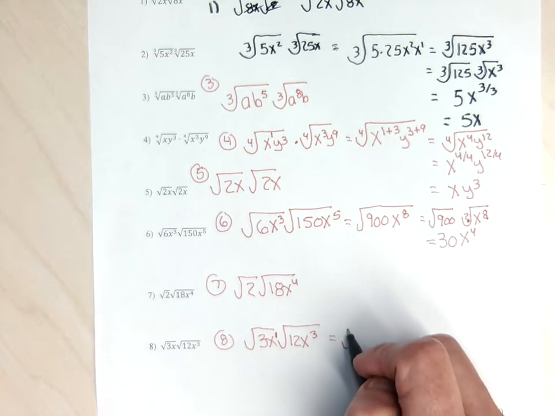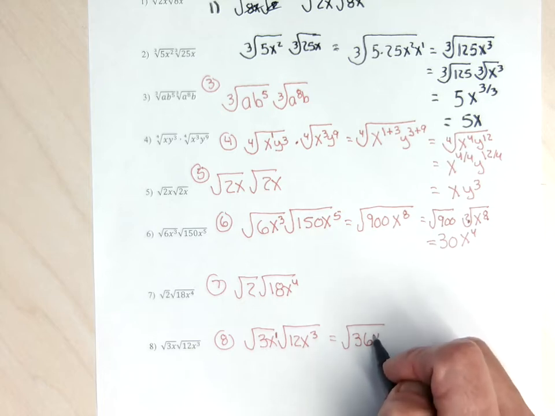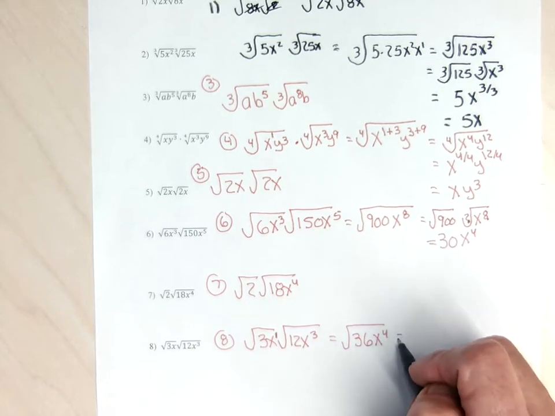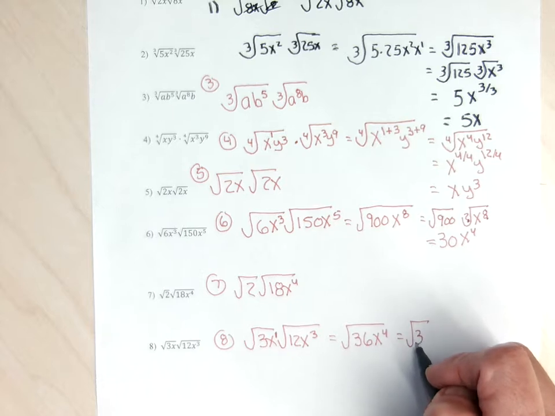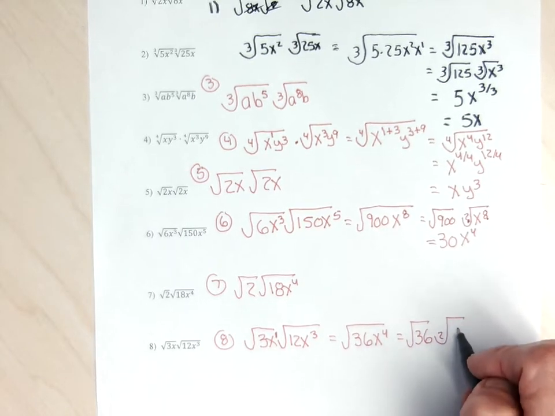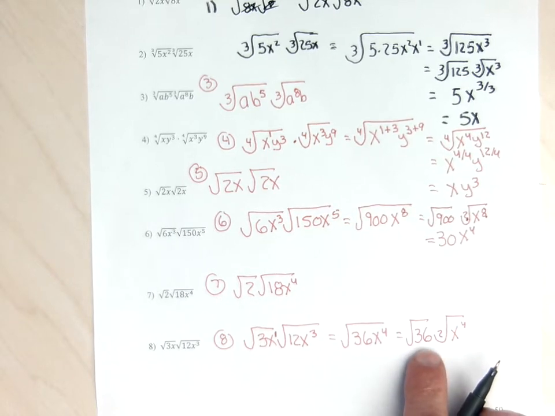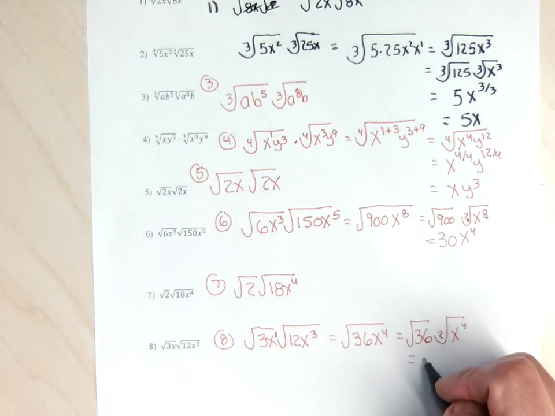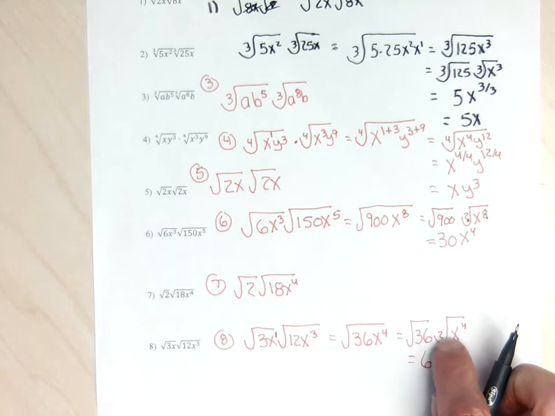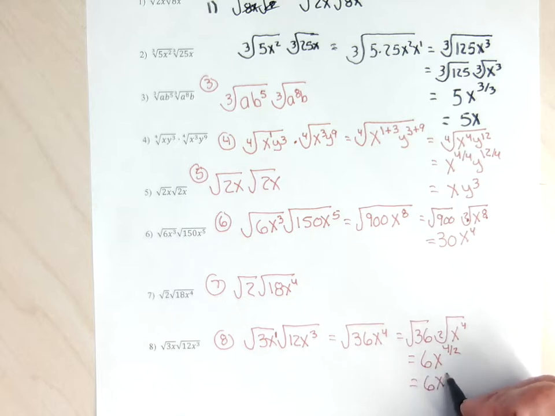I'm going to do the multiplying part. I'm going to multiply the 3 times 12, and 3 times 12 is 36. I'm going to add the exponents of 1 and 3 and get a 4. And then I'm separately going to do the square root of 36 and the square root of x to the 4th. I don't need to write the index for the square root of 36. But for the letter, maybe I'll throw in the index of 2 that's implied and divide the exponent by the index. And my answer for number 8 should be 6x squared.